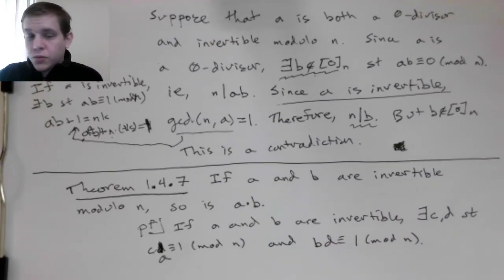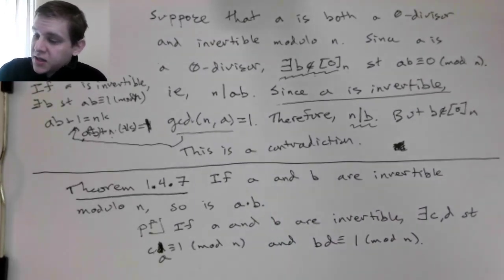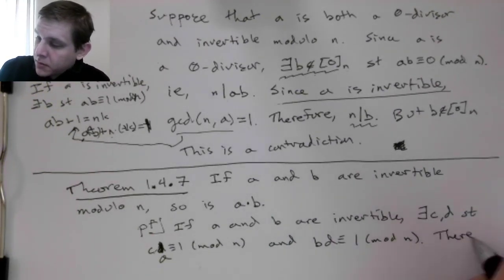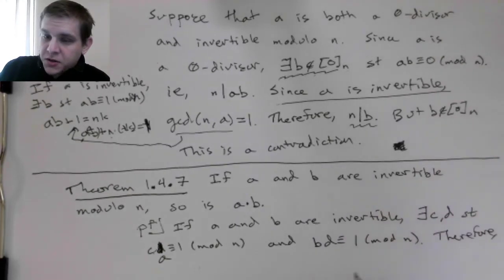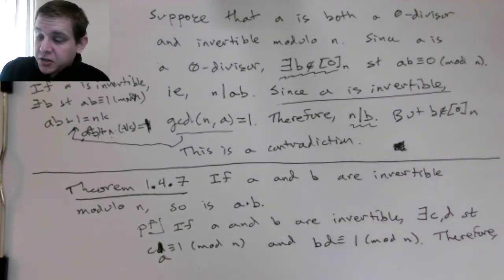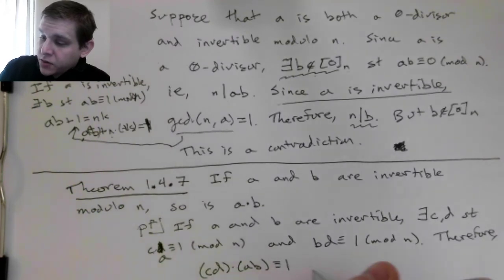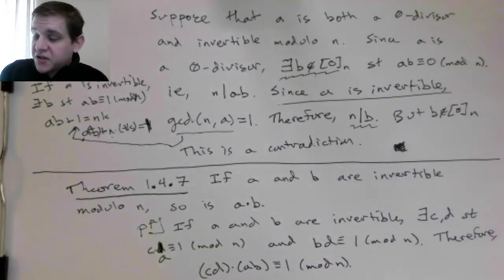So what does this mean? This means that if I multiply all four together, just by commutativity of multiplication and well-definedness of multiplication mod N, I get C times D times AB is congruent to 1 mod N. And this is just exactly the condition that A times B is invertible.